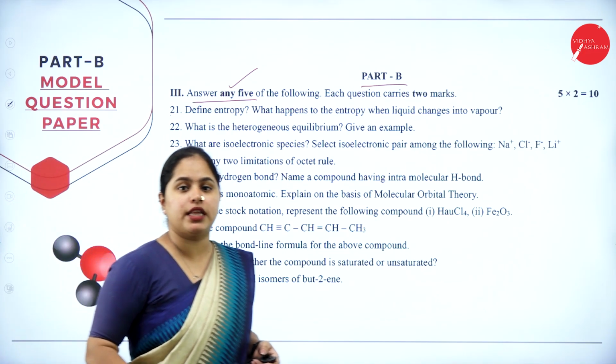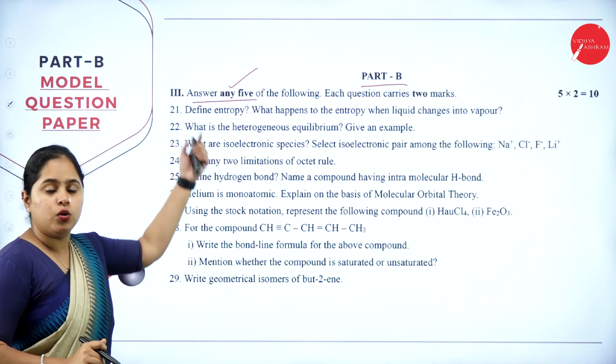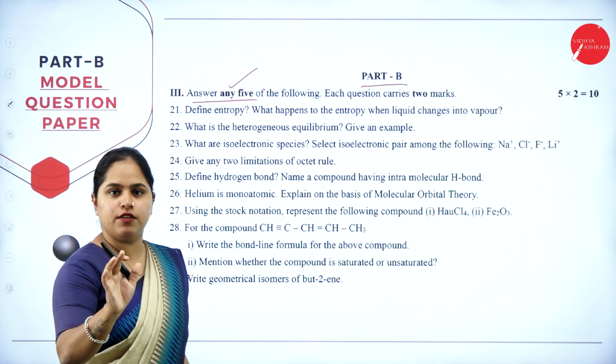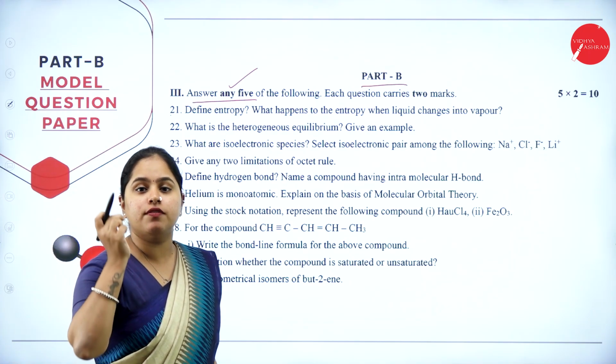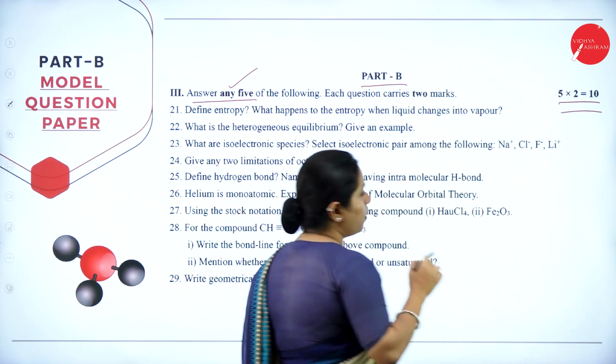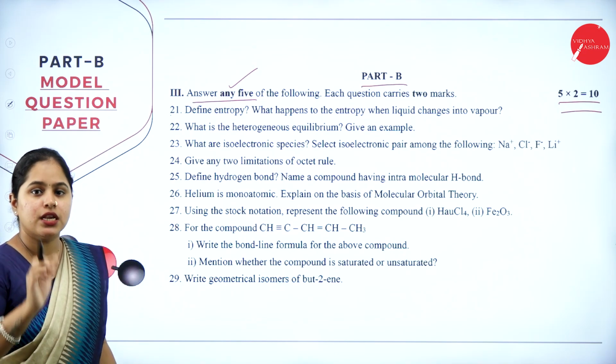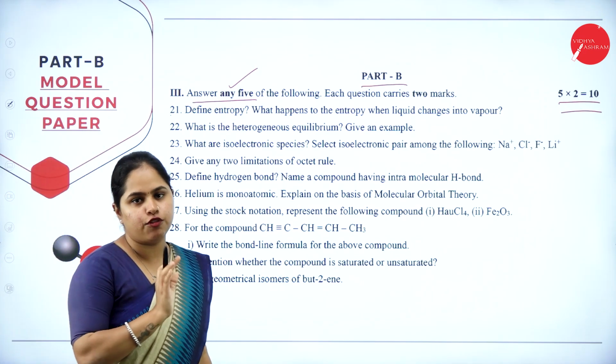9 questions will be there from part B and you have a choice here. Out of these 9 questions, only 5 you have to attend. Each question will carry 2 marks, hence 5 into 2, you will get 10 marks from part B. I hope it is clear. Each question carries 2 marks. Only 5 you have to attend from part B.